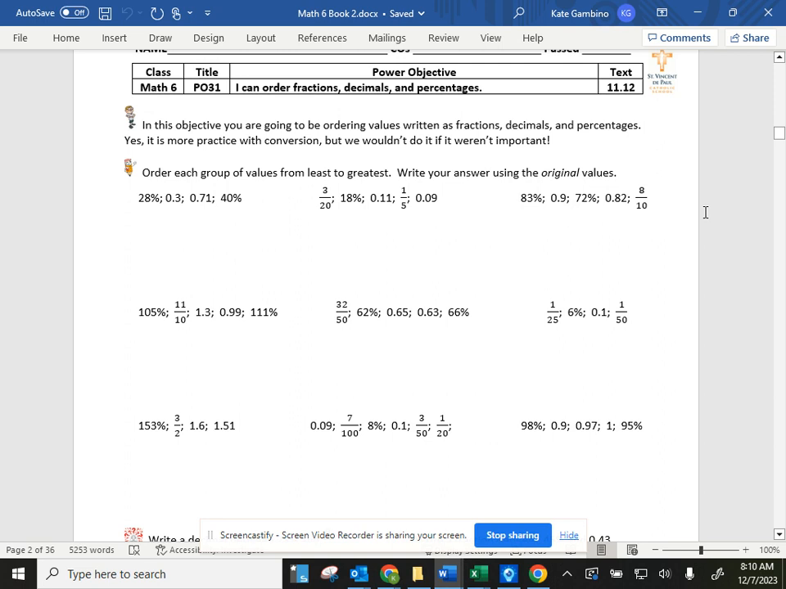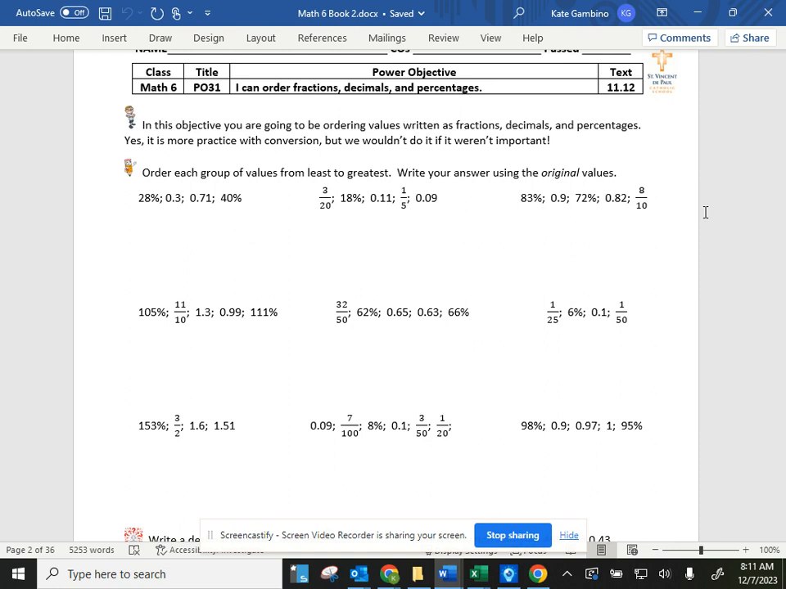Good morning. Today we are continuing working with those percentages with PO31. I can order fractions, decimals, and percentages. We can figure out what is the least to what is the greatest. When we work with different types of numbers, what do you think is the best thing to do when we need to compare them?